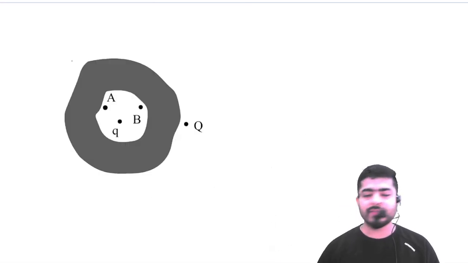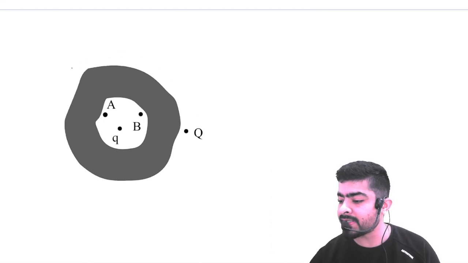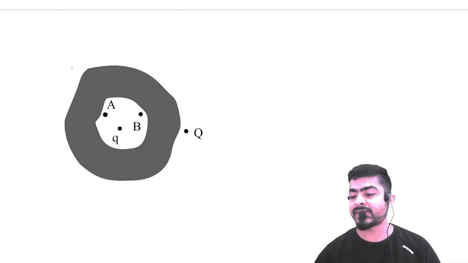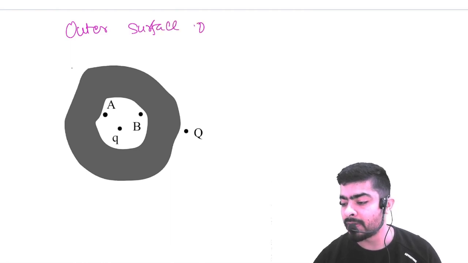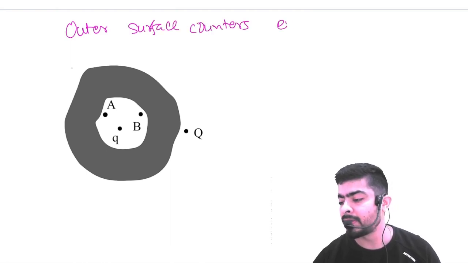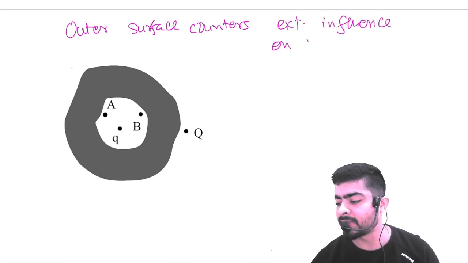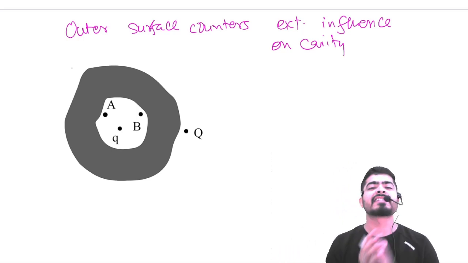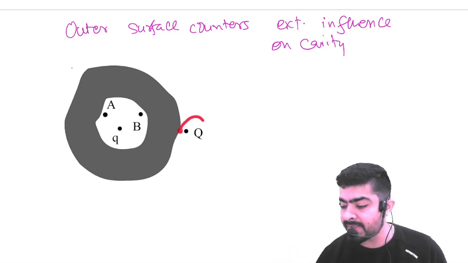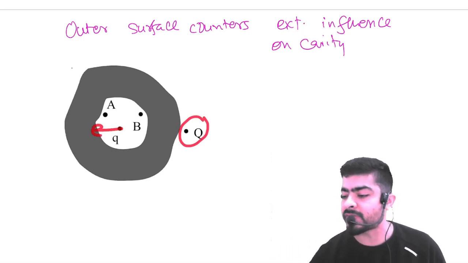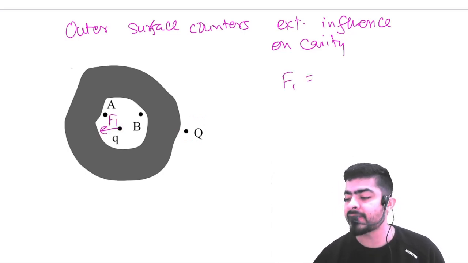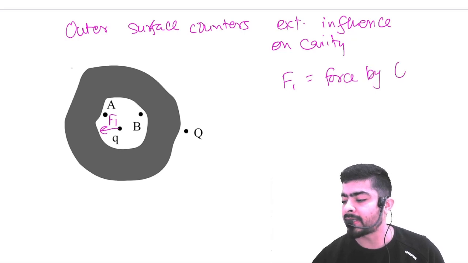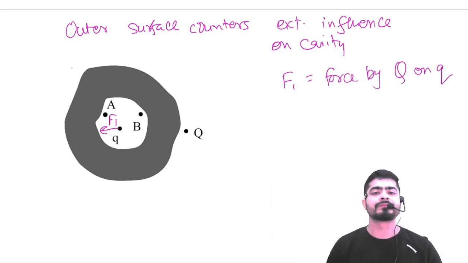Okay. So outer surface counters external influence on the cavity. That means, if this capital Q charge is applying some force on small q, let's say this force is F1. F1 is what? Force by capital Q on small q.